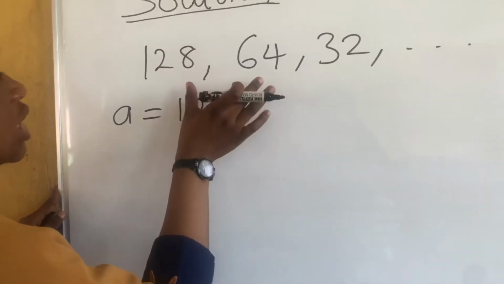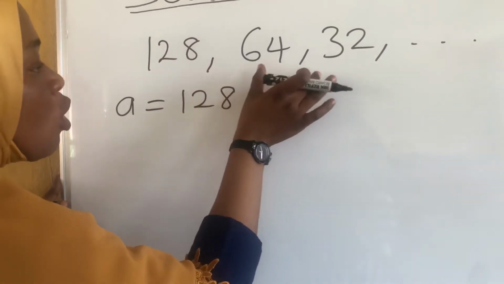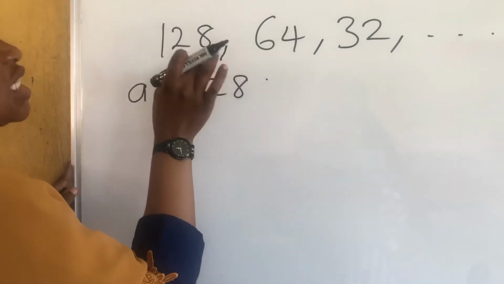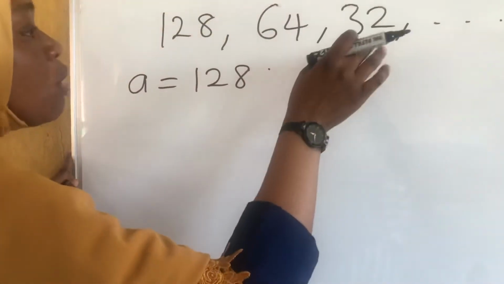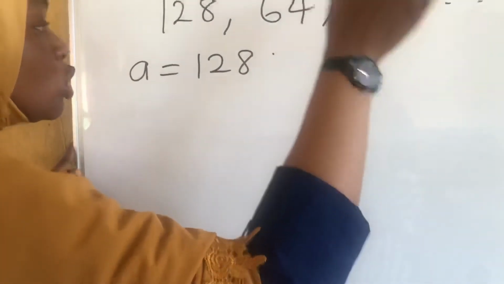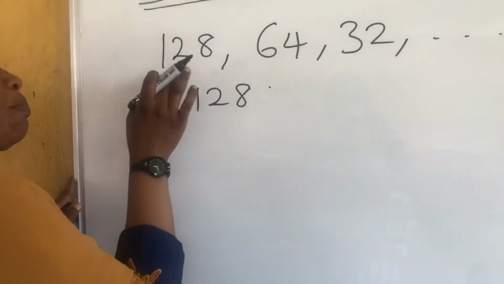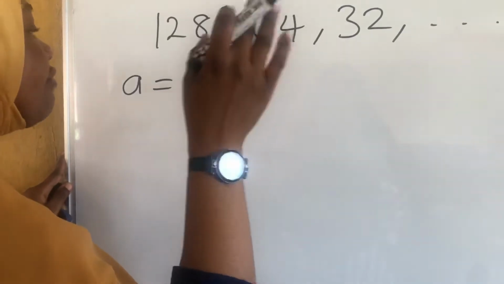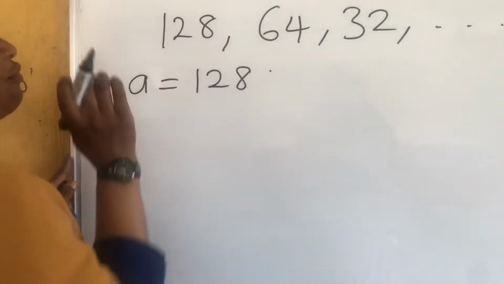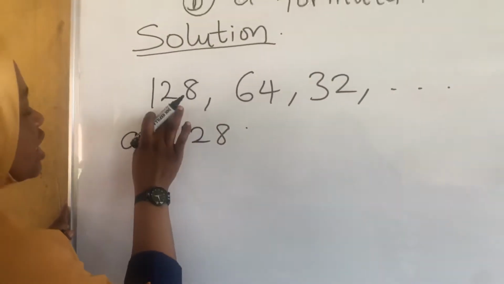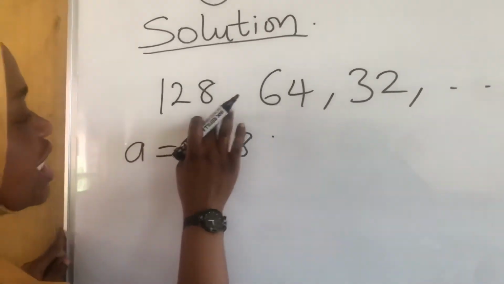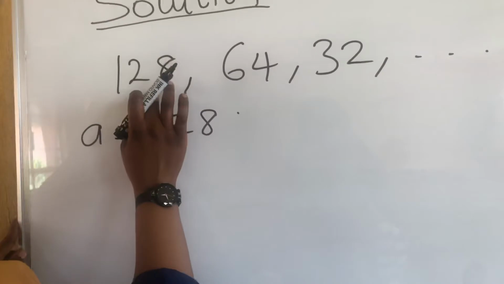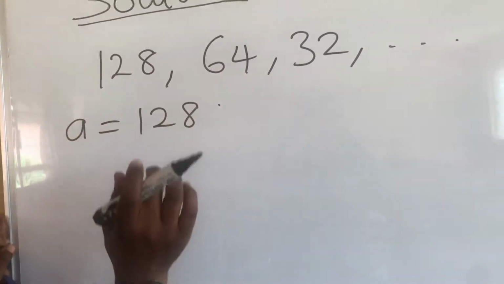So we need to get whether it is an AP or a GP. If it's an AP, that means the consecutive terms will be increasing by adding or subtracting. But if it is a GP, it will be increasing by multiplying or dividing. Now, for this one, the first term is 128. You can see that it's decreasing. Now, do they have a common difference or a common ratio?